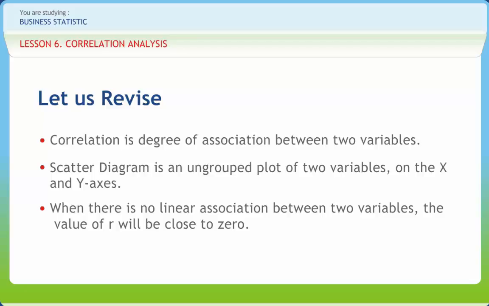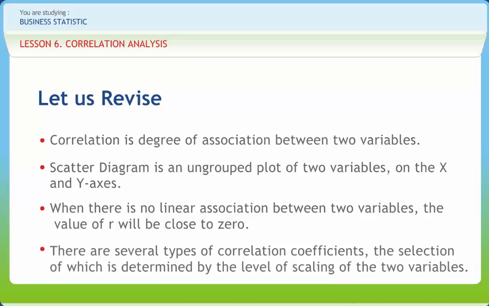Correlation coefficient is a number lying between -1, perfect negative correlation, and +1, perfect positive correlation, to quantify the association between two variables. There are several types of correlation coefficients, the selection of which is determined by the level of scaling of the two variables.